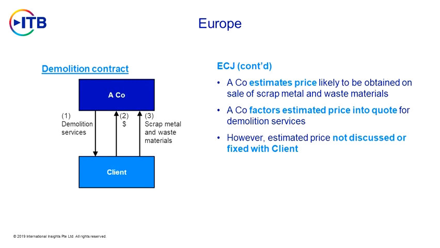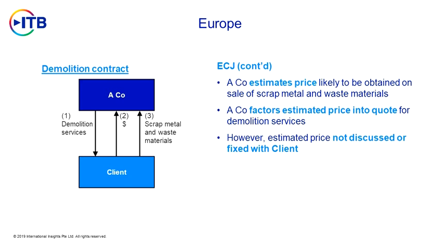Under this type of contract, the demolition company, ACO, agrees to perform demolition services for the client. This is item 1 in the diagram. The contract states a monetary fee for the performance of those services, item 2. Part of the demolition services is the removal of scrap metal and waste materials.